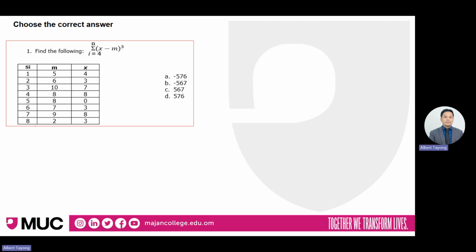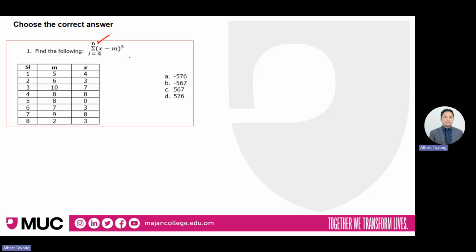Here, you're going to find the following. The summation from i equals 4 until n of (x minus m) raised to the power of 3. So you can see that x minus m is one group, and this group is raised to the power of 3, or cube. So we have to be very careful here.